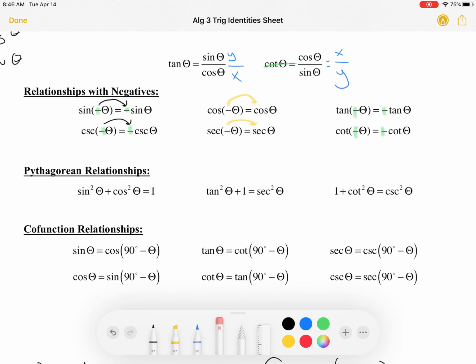Okay. Next up, we have the Pythagorean relationships. So the Pythagorean, that should be ringing a bell in your head. The Pythagorean theorem is a squared plus b squared equals c squared. Okay, now the key here is the squareds. Whenever you see a sine squared or a cosine squared or a tangent squared or a secant squared or a cosecant squared, your head should be dinging, ooh, this is part of a Pythagorean relationship.